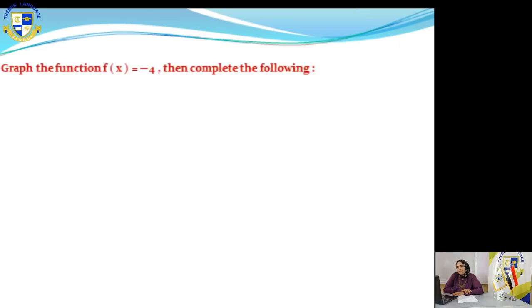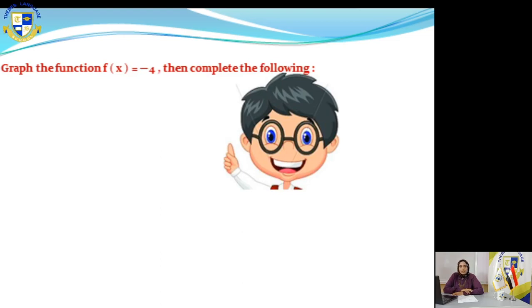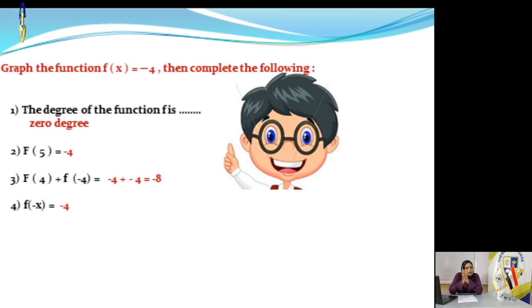Graph the function f of x equal -4. Then complete the following. As we see, f of x equal a number, that means it's a constant function. If the number is negative, that means we have a straight line parallel to the x-axis, but it will be below the x-axis in the negative.